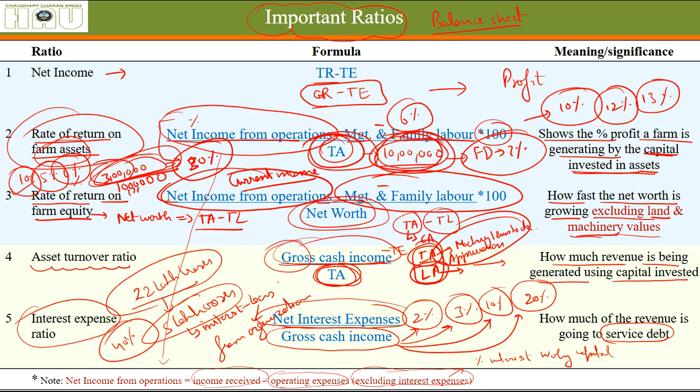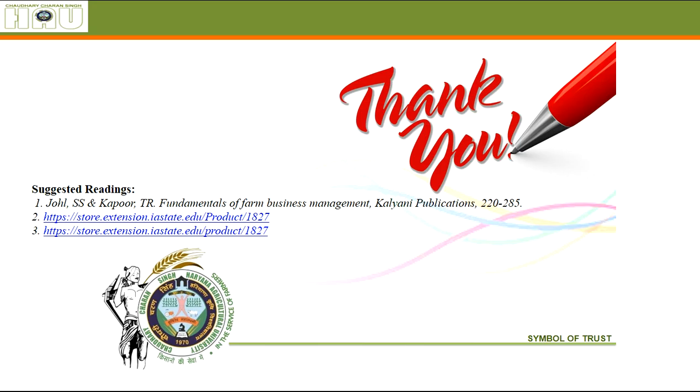All right, so this was all about the important ratios of an income statement. Now in the next part we'll be discussing a cash flow budget.